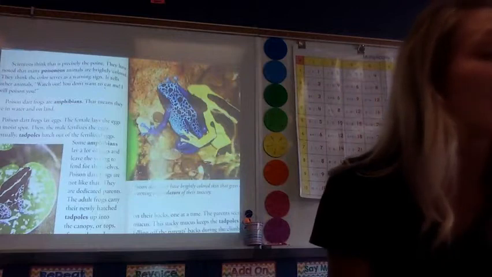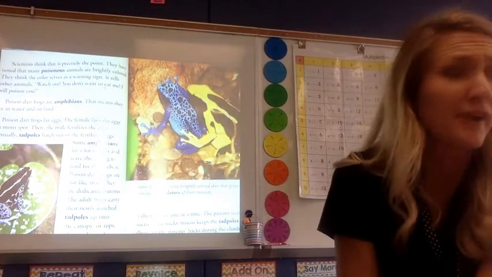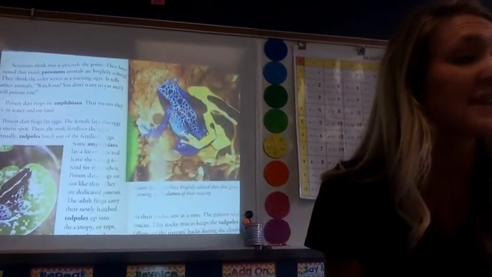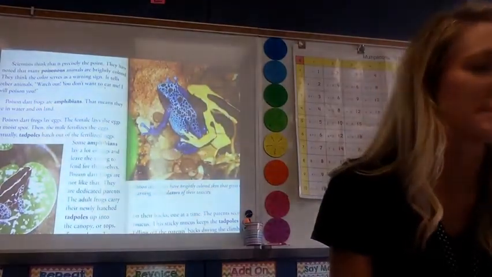Poison dart frogs are amphibians. Did we kind of already predict that? Yeah. They're a frog. That means they live in water and on land.